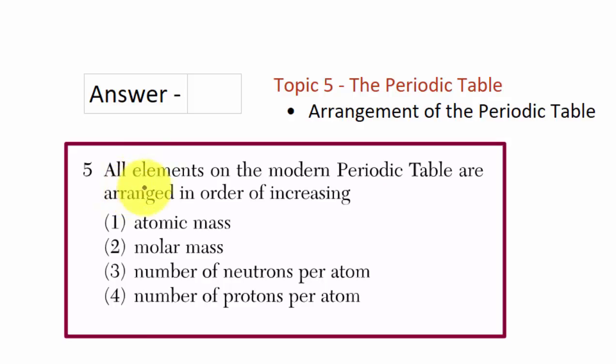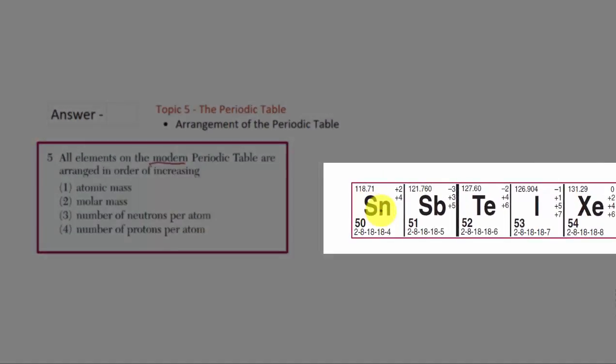Question number 5. All elements on the modern, keyword modern, periodic table are arranged in order of increasing atomic mass, molar mass, number of neutrons per atom, or number of protons per atom. Well, let's take a close look at this one for number 5. I've cut out a piece of the periodic table here. This is the collection of atoms running from number 50 to up to number 54.